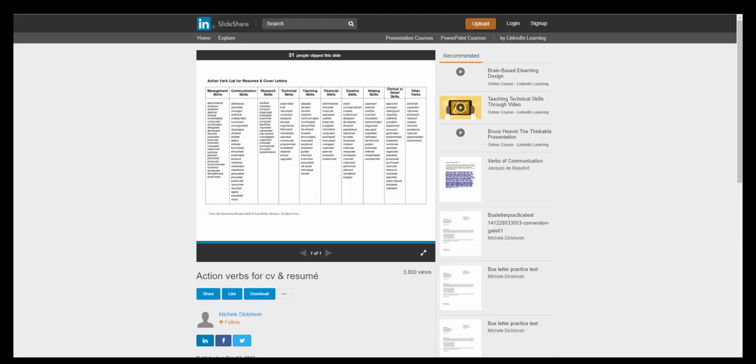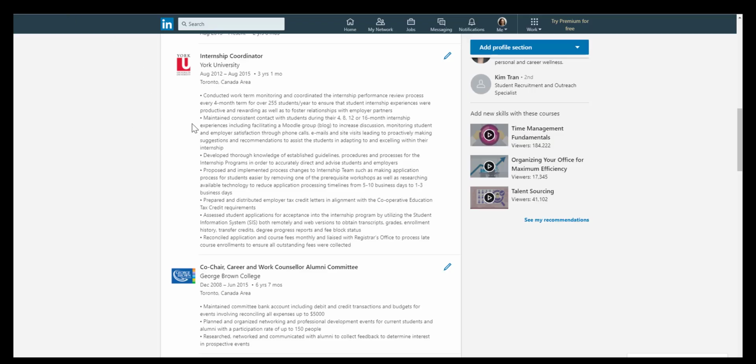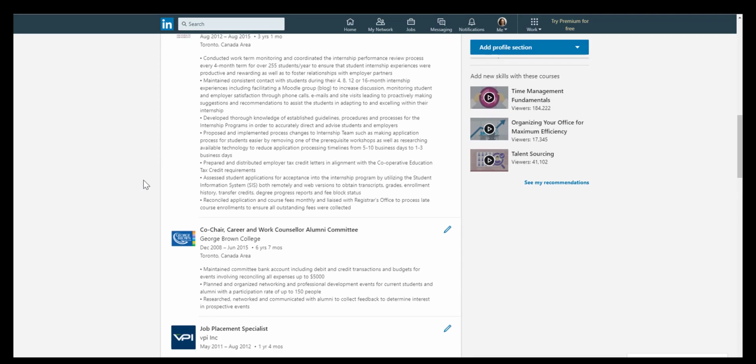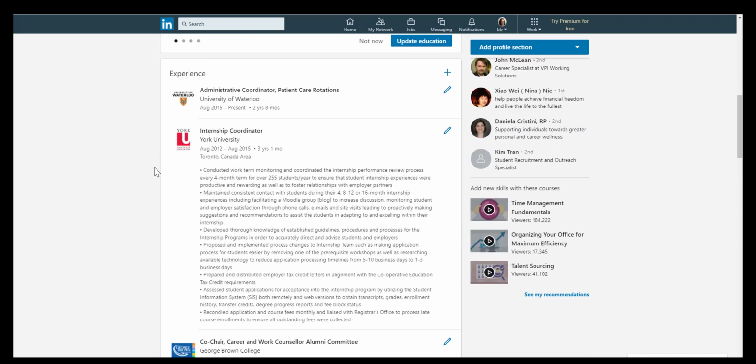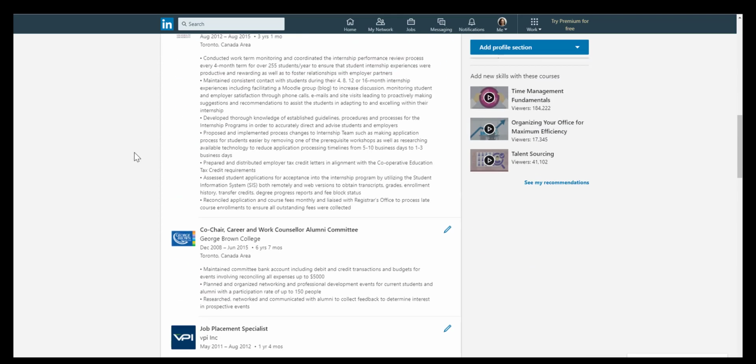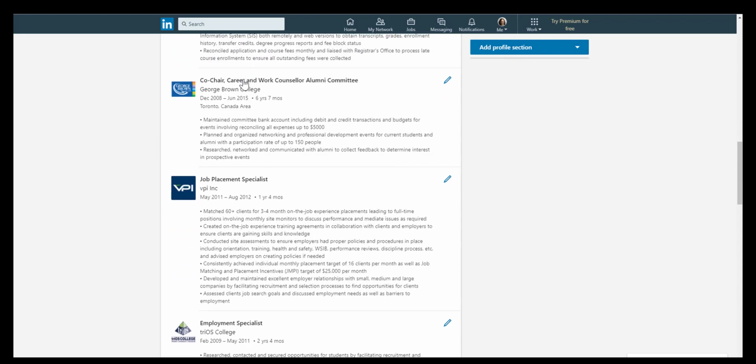The one thing I do want to mention with those accomplishment statements, especially in your experience section, I would add your volunteer experience here as well. So I have that I was the co-chair of the Career and Work Counselor Alumni Committee. That was a volunteer position, but I still have accomplishment statements here. Especially for students and new grads, I would even add accomplishment statements under your education. Maybe you're listing a specific course or a specific project you worked on. You could put some accomplishment statements to do with that course or that project.